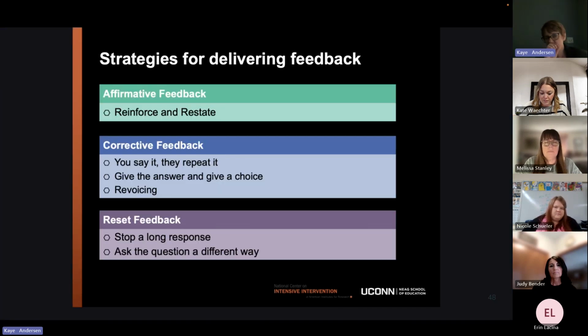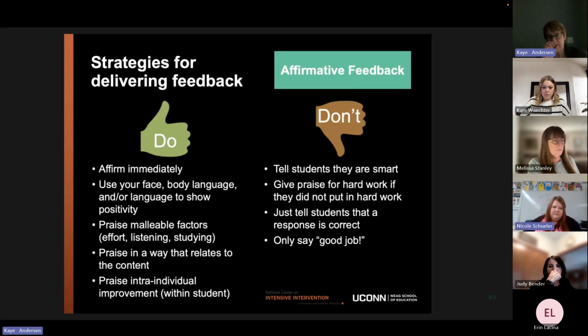We're going to take just a little bit of time to look at what are the strategies that we would use in those 3 different ways to give feedback and what that looks like from the teacher's perspective and what effect that has on the student. So we're going to start with that first one, affirmative feedback, what it means to reinforce and restate.